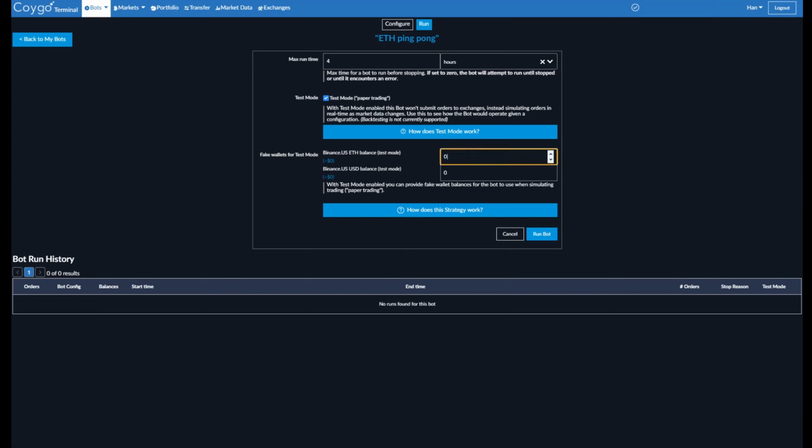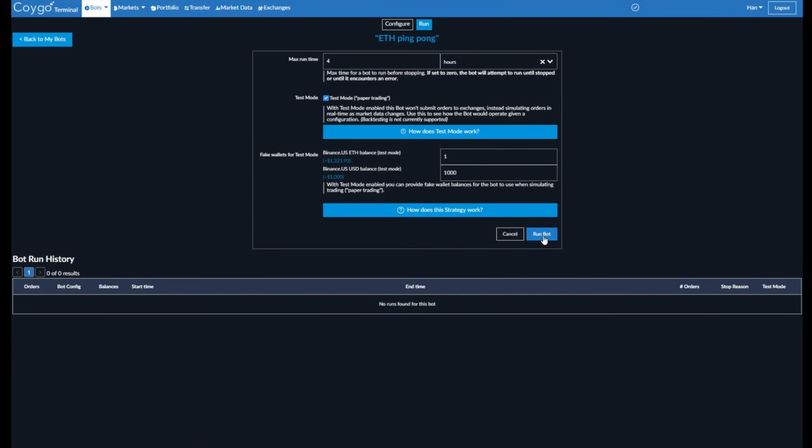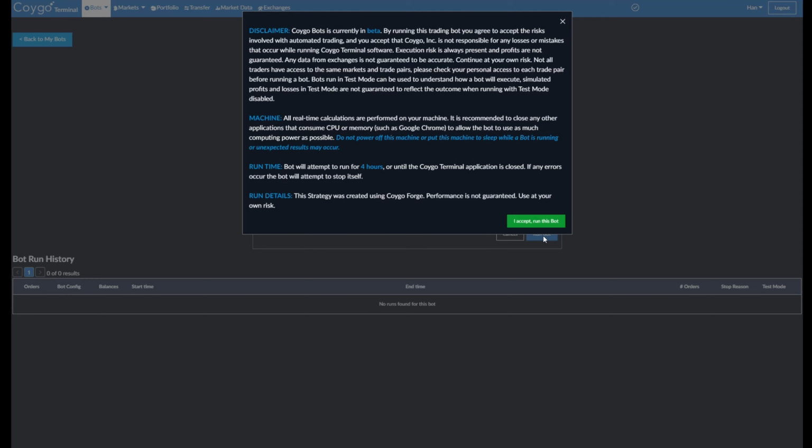And then for those fake wallets for test mode, you can set them to whatever you'd like. So since this bot has test mode enabled, we're not trading with real money, so we can give the bot any amount of Ethereum USD to play with. So we'll give it 1 Ethereum, $1,000 US. If we want to recap how the strategy works, we can click here, we can see the full description and the full code as well, just like before. And now we'll click Run Bot. We have a disclaimer, I'm going to accept it.